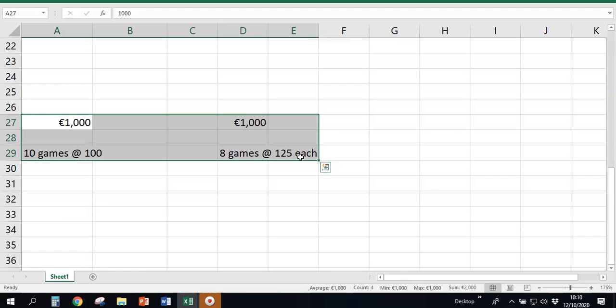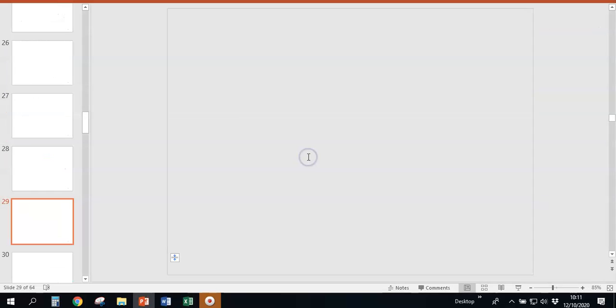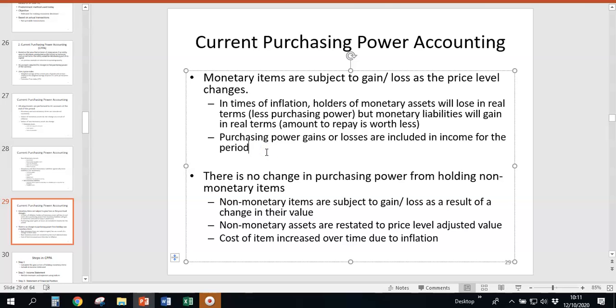And in current purchase power accounting, we give you a method to quantify how much purchasing power it has lost. And we put that actually in the financial statements. We reduce income. So that means less income, less distributable profits. There is no change in purchasing power from holding non-monetary assets. So if I hold inventory or I hold property, plant and equipment, the value of that asset will go up as inflation goes up. So I don't lose money because I can just sell it on. So we just adjust them to keep them accurate in the financial statements.